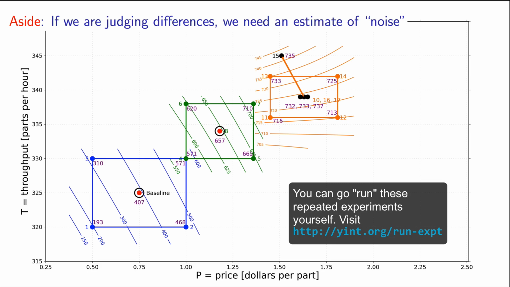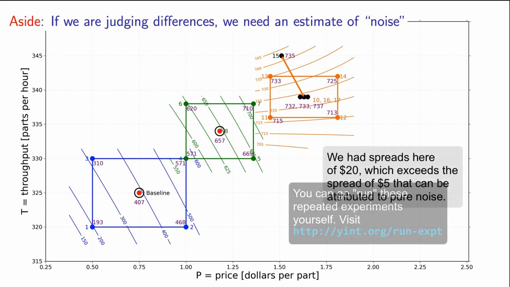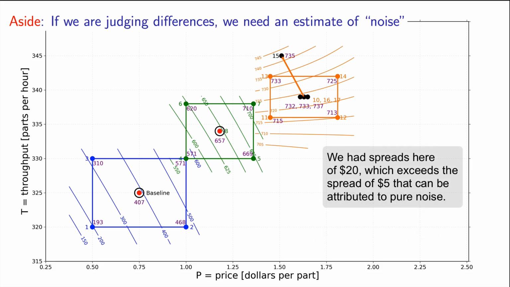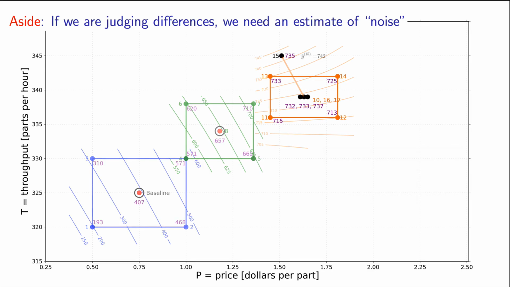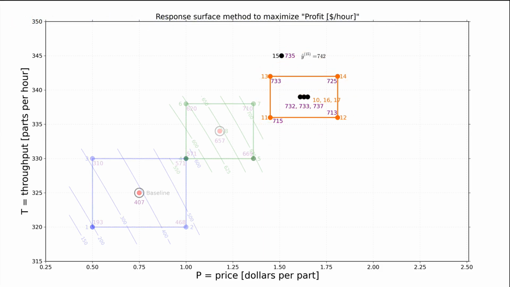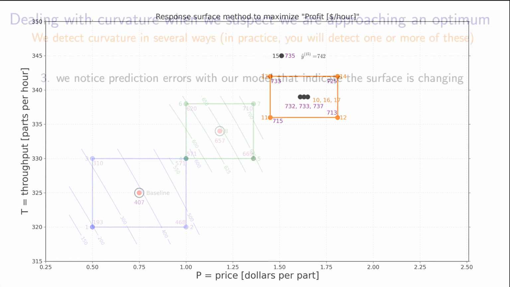That spread is very different to the spread over the corner points of the factorial, indicating I'm still seeing signal over the noise. A third indication of an optimum is whether our predictions are too high or too low. We saw here at point 15 we had a prediction error of $7, just over our level of noise. This indicates the model can be improved.